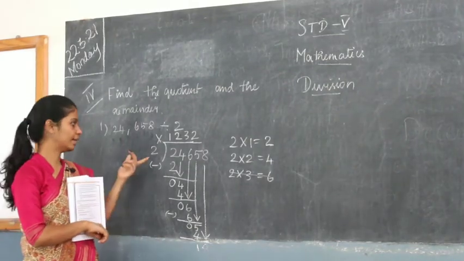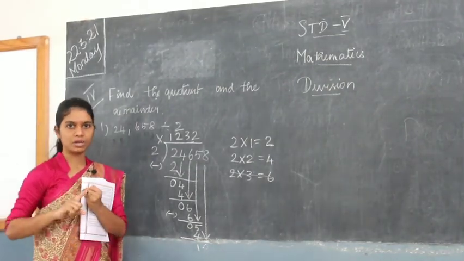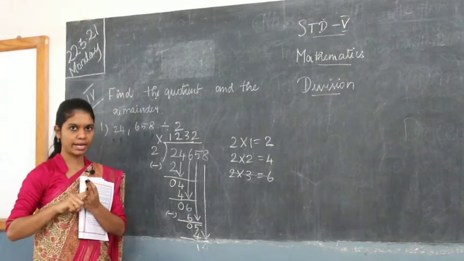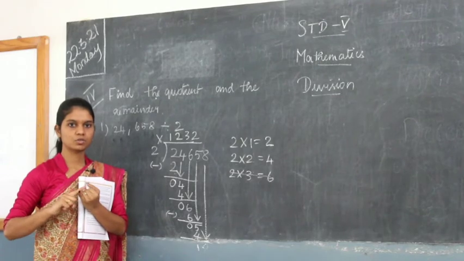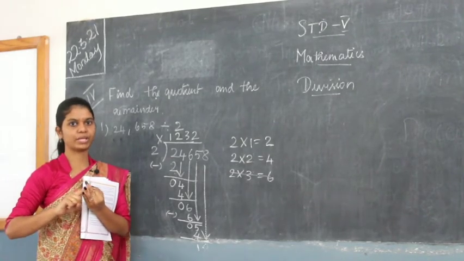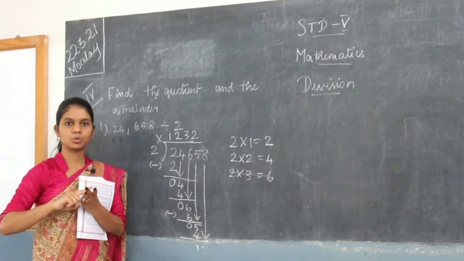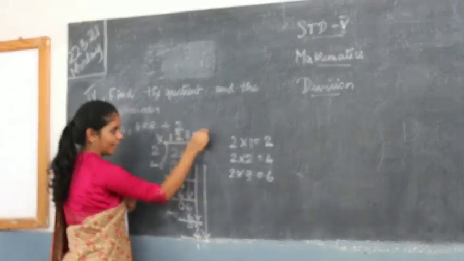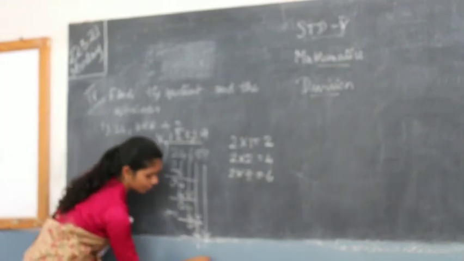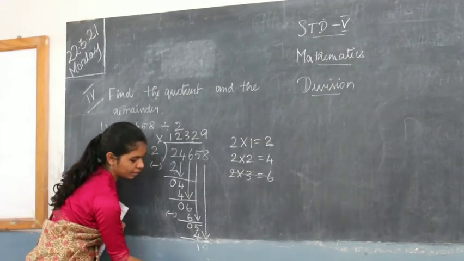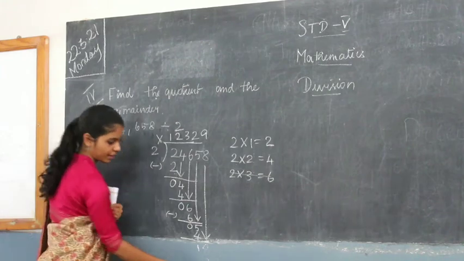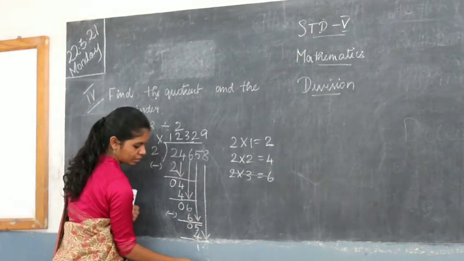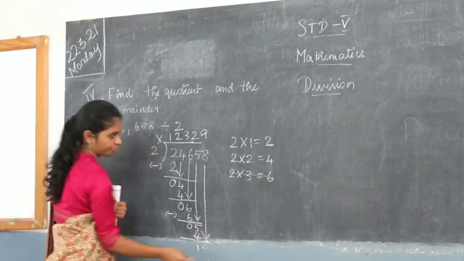Now you should start telling two tables again. 2 ones are 2, 2 twos are 4, 2 threes are 6, 2 fours are 8, 2 fives are 10, 2 sixes are 12, 2 sevens are 14, 2 eights are 16, 2 nines are 18. So 2 multiplied with 9 gives you 18. And when you subtract 18 from 18, you will get 0. When you subtract the same number, you will get 0 as your answer, right?